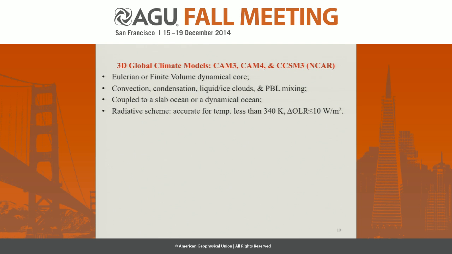We use 3D global climate models, CAM3, CAM4, and CESM3. All of the models are developed by NCAR. The model uses a finite-volume dynamic core, and it includes deep convection, shallow convection, and large-scale condensation and clouds. The model is coupled to a slab ocean or dynamic ocean. A slab ocean means that the ocean has no motion. But for dynamic ocean, the ocean is driven by surface winds and salinity differences between different regions.